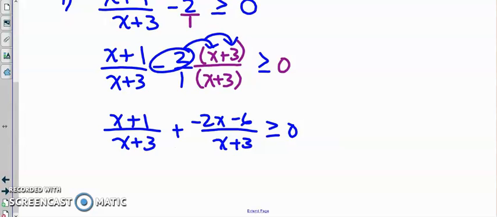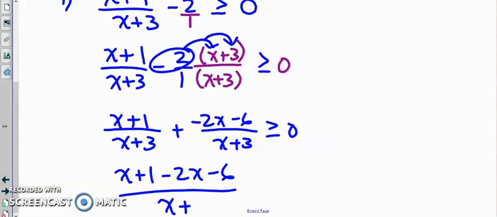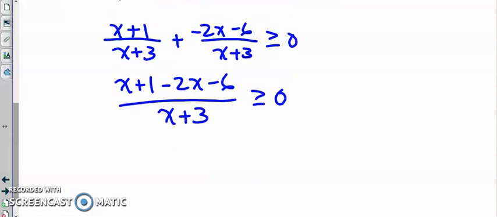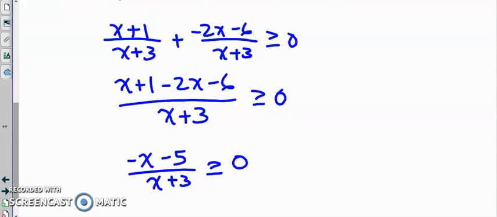All right, so here we combine the two fractions so we get it down to one fraction. And then we can go ahead and solve it with step 2. Because in other words, the only way to solve it is if they have a common denominator. So if we combine this, we have one big fraction. Right. So when we do that, we'll have a -2x and a positive x, which is -x. We have 1 and a -6 is -5, all over x plus 3 is greater than or equal to 0. Right, cool. So we're there.